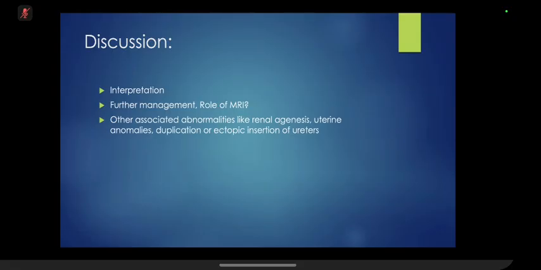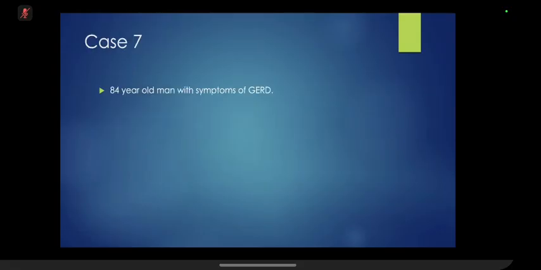Okay, so I'm going to show you the next case, case number 7. Okay, 84-year-old man with symptoms of GERD.